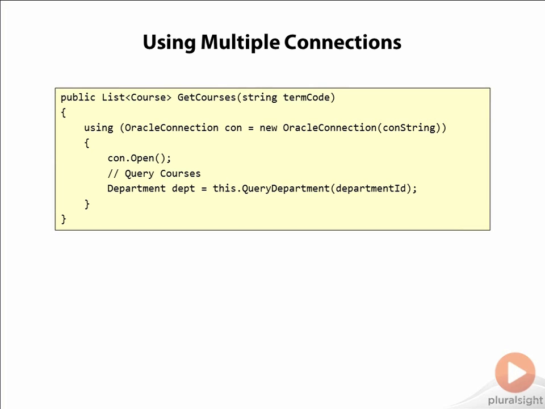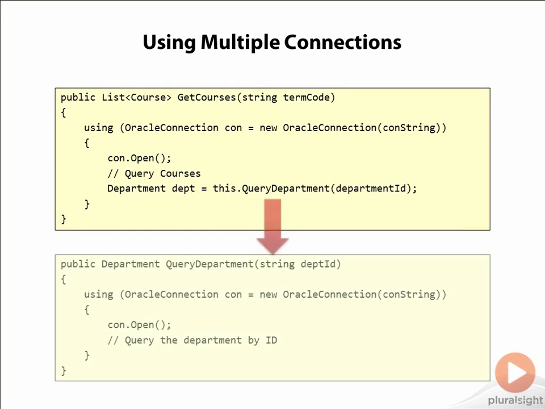statements. And so in this case, we might call a method like this, and this would look up the department info, map it to a department object, and return the data to our first method. The problem with this code, the way that it is shown, is that it is actually going to use two connections to Oracle in order to do this. The connection in the top method and in the bottom method are separate and distinct connections.